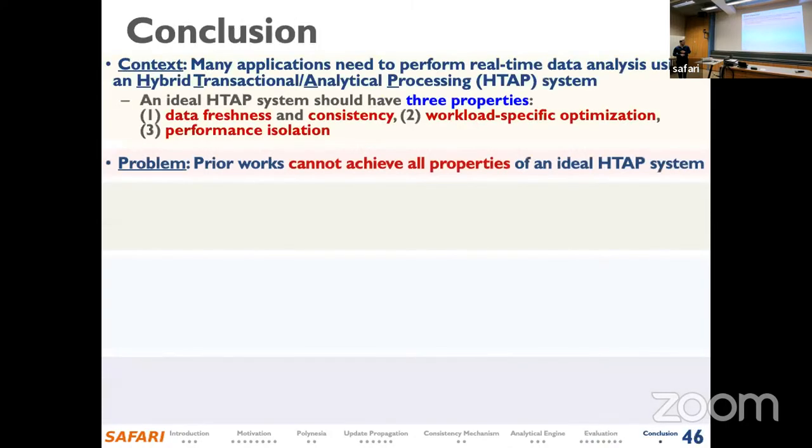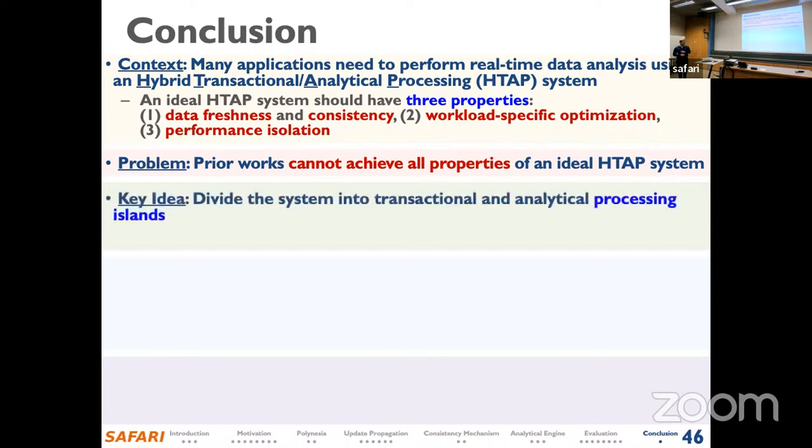And as a conclusion, the problem that we're trying to solve in this paper is that even though HTAP systems, hybrid transactional analytical processing systems, are becoming more popular right now due to the need to perform real-time data analysis, they cannot achieve all of the three desired HTAP properties. To solve this problem, we have this key idea of dividing the system into different islands, one for analytical and another one for transactional.